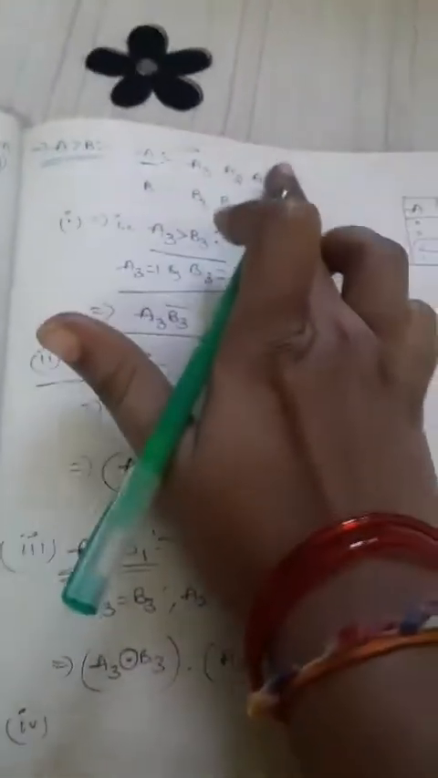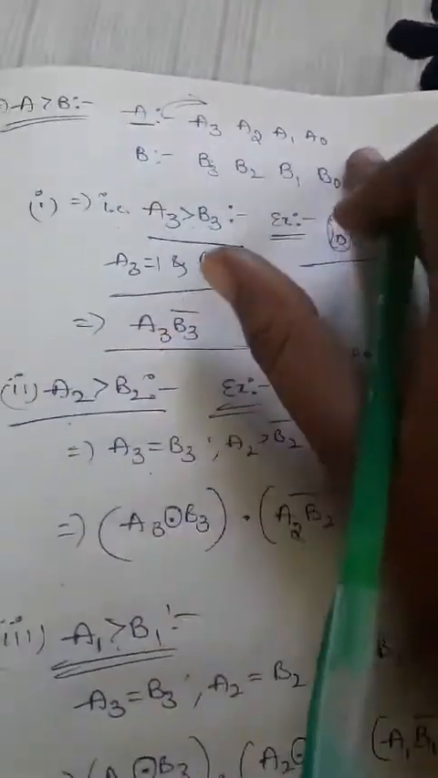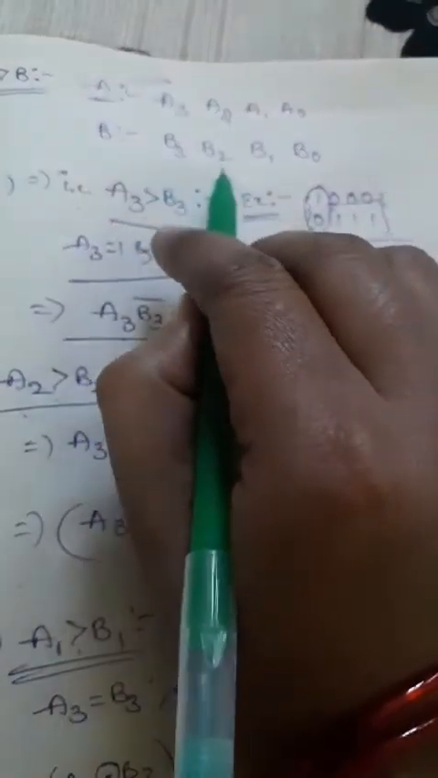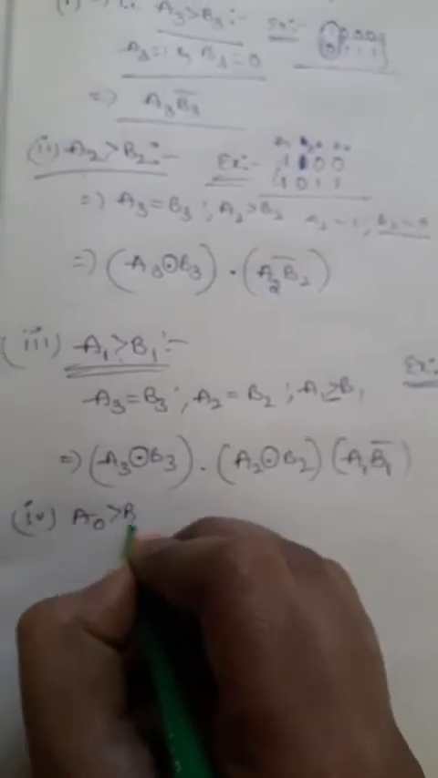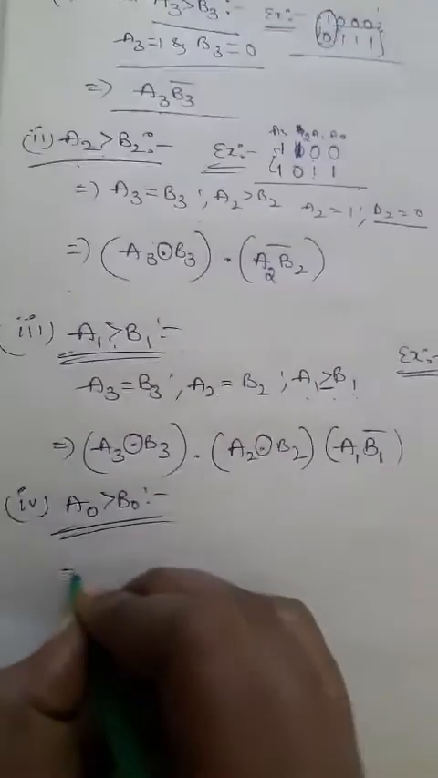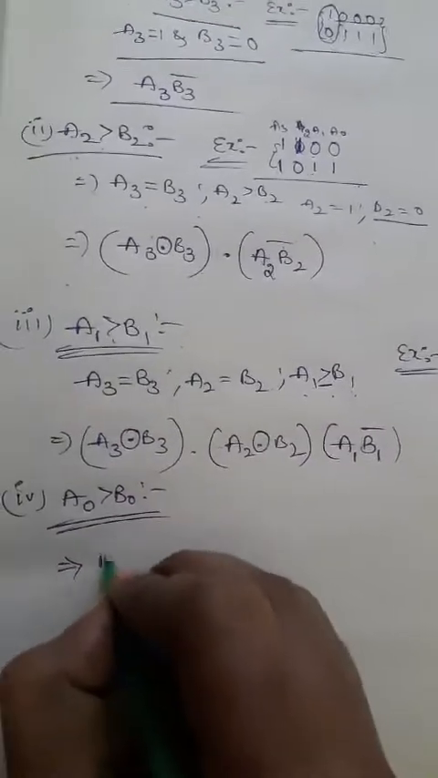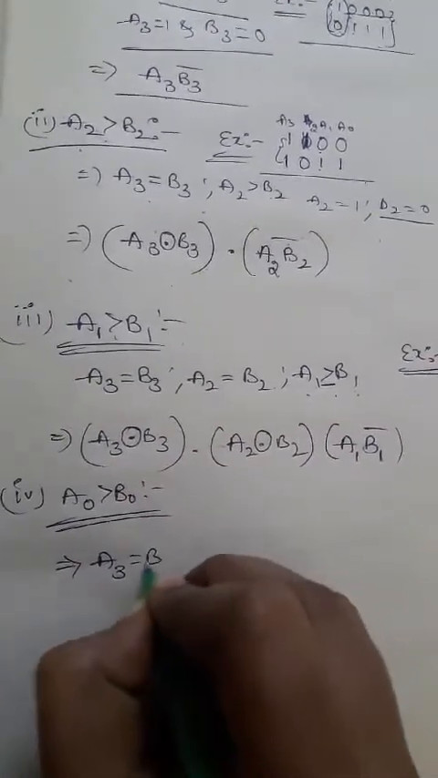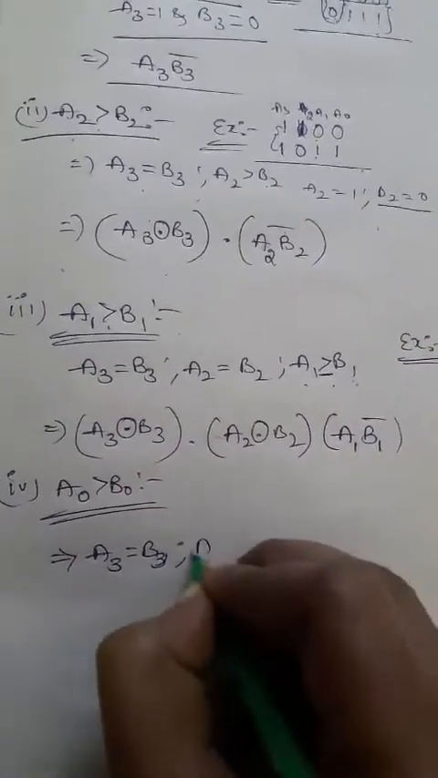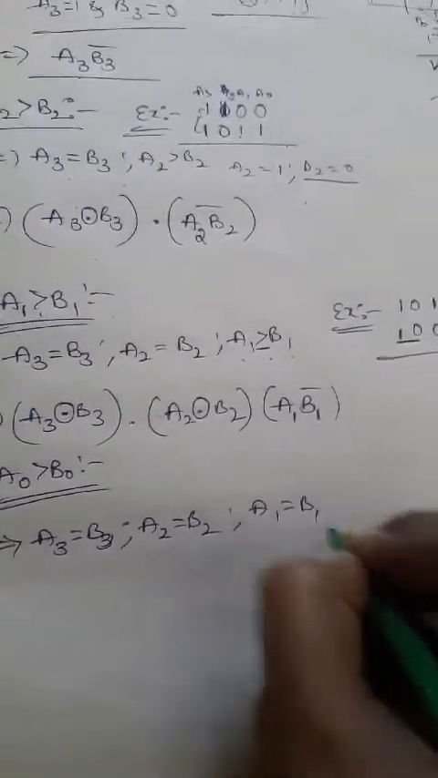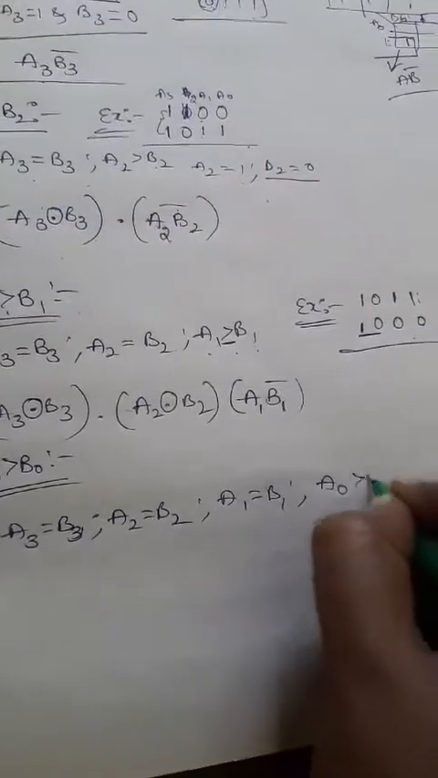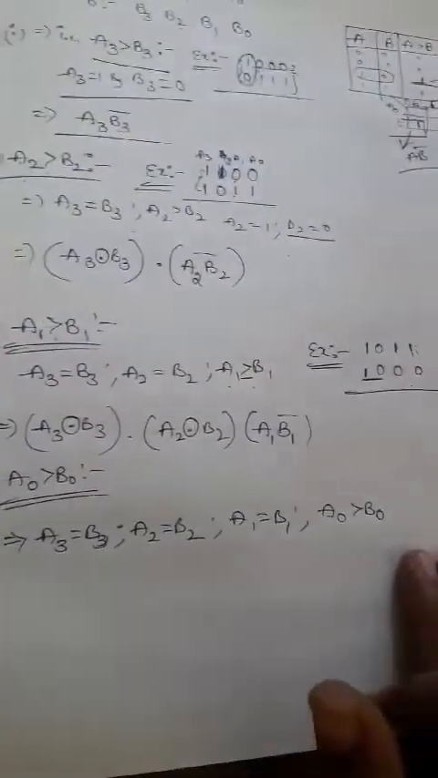Okay, so now we'll go with the fourth case. The fourth case, what is the fourth output here? We are having A0 B0, right? So coming to the remaining 3 bits, this must be equal actually. What is the condition here? A0 greater than B0 condition here. That means what are the previous outputs we are having? That is A3 is equal to B3, that means the equal condition. So A2 is equal to B2 and A1 is equal to B1 and A0 is greater than B0. These are the cases we are having.